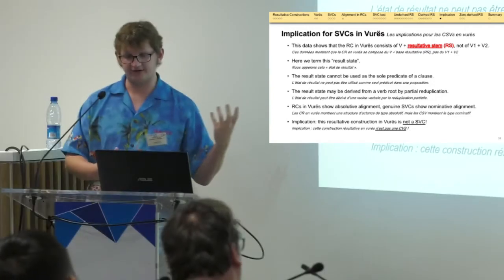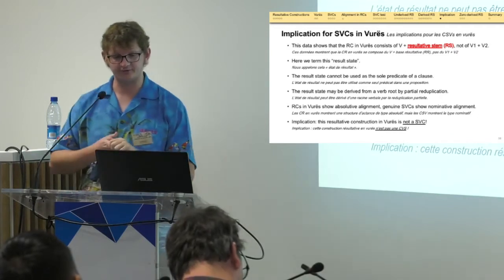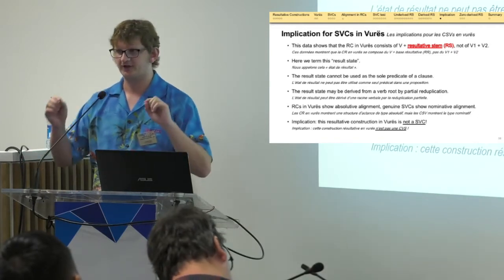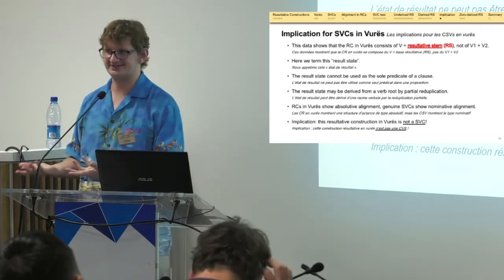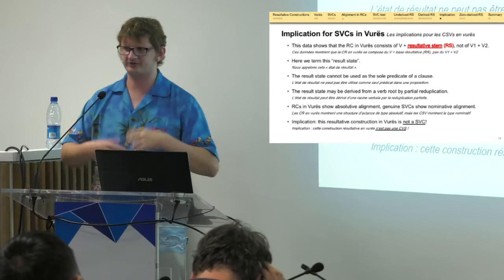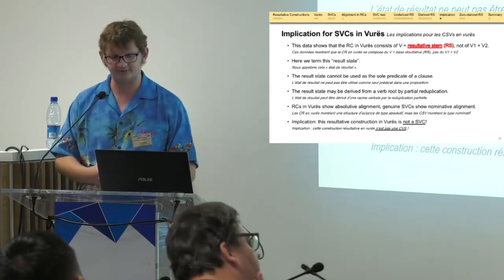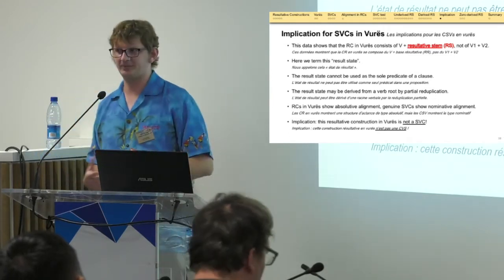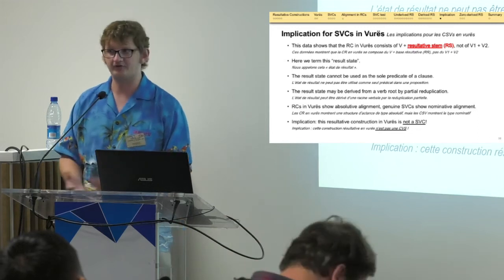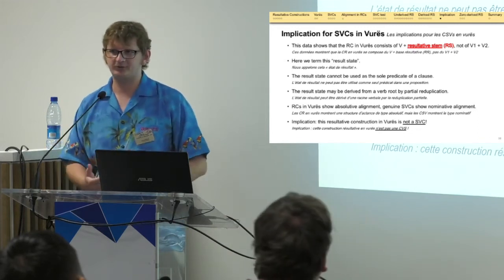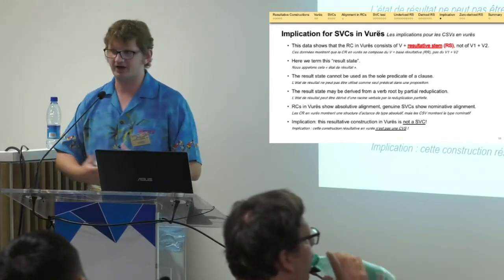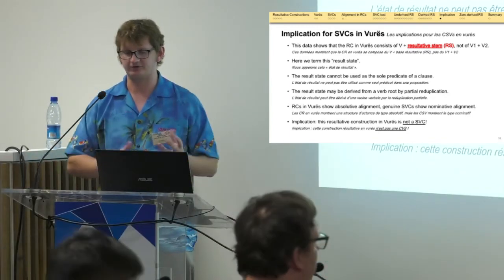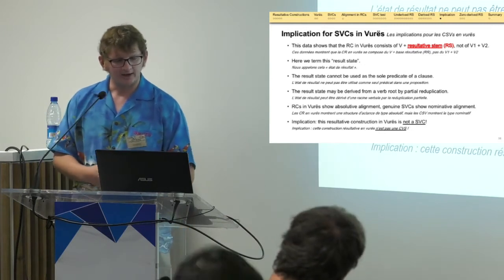Okay, what are the implications for serial verb constructions in Vurës now? Well, you've seen this data, and it shows that resultative constructions in Vurës do not consist of V1 and V2. They're actually a verb plus a resultative stem. We term this a result state or resultative stem for the moment, in lack of a better term. It's definitely not a verb, and it's also not really an adverb because it doesn't really modify anything. It's not a particle, so whatever it is, we call it a resultative stem for the moment.